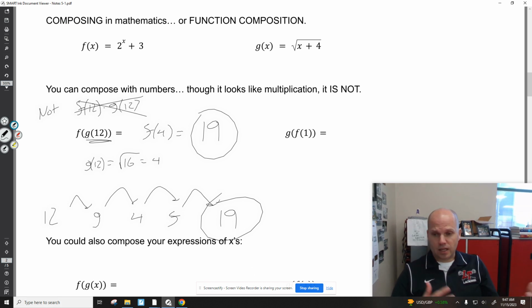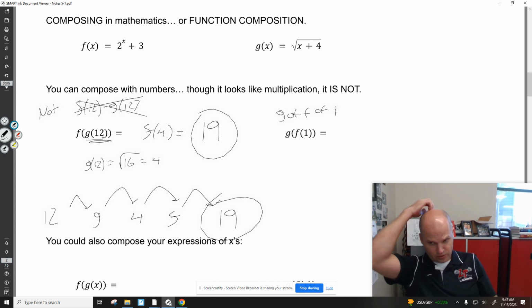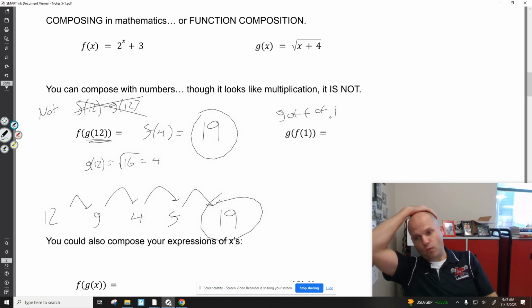So anything can go in any order. Here we can have G of F of 1, and this is how it's read. It's read G of F of 1. It's not G times F, or G times 12. It's G of F of 1.